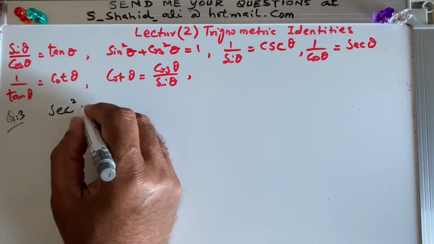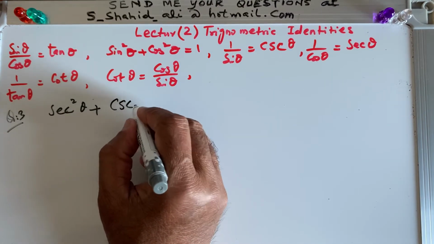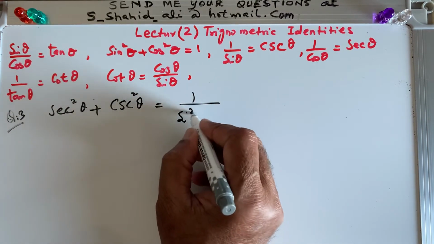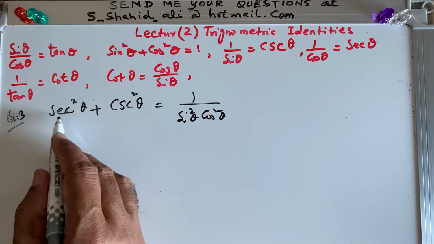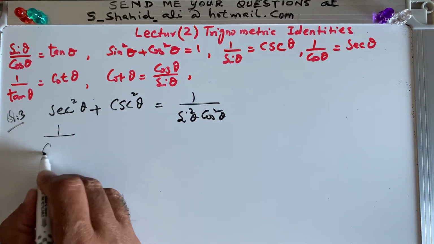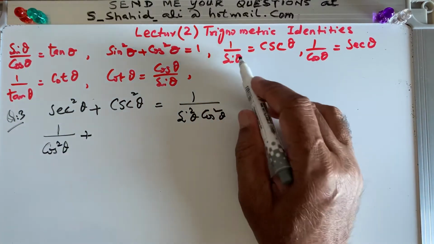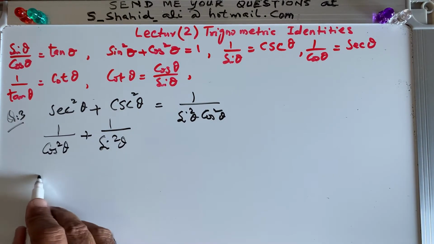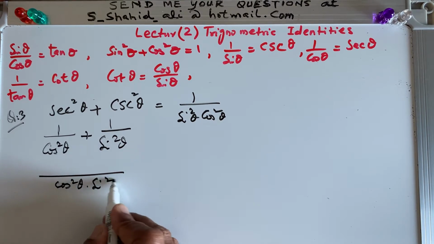Secant square theta plus cosecant square theta, so cosecant square theta is equal to 1 over sine square theta cos square theta. So we take this side and we say, what is sec? You can see sec is 1 over cos, so I will write 1 over cos square theta. Cosecant, what is cosecant? You can see 1 over sine theta, so 1 over sine square theta. Right? Now we take the LCM, that will be cos square theta and sine square theta.